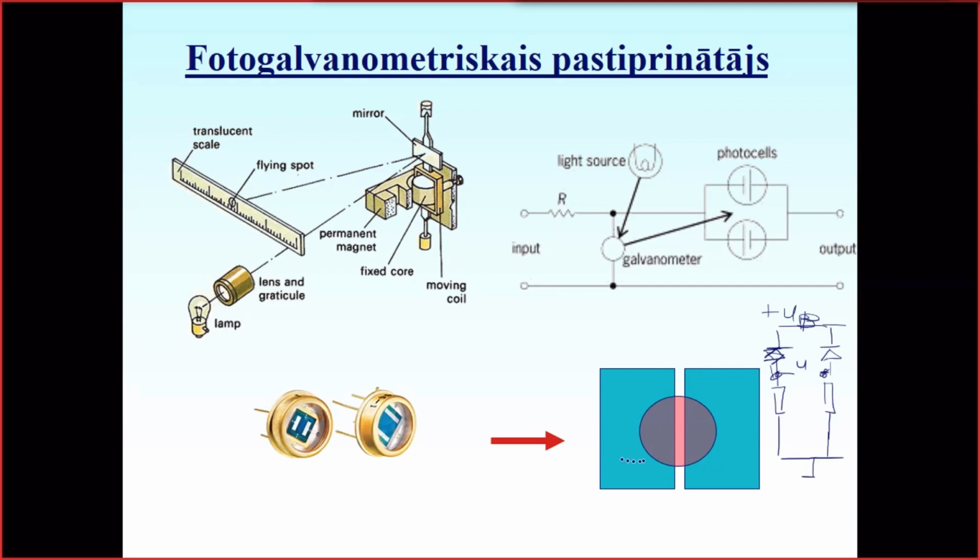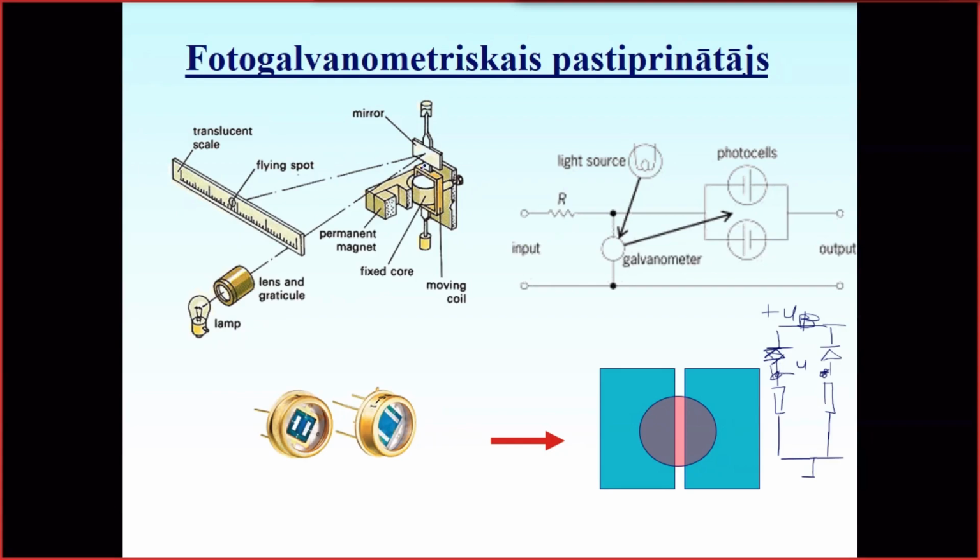The diode current in turn depends on the illumination, and the illumination depends on the position of the spot, and the position of the spot depends on the current flowing through this moving coil. It seems a little bit redundant, so what is the reason? Why shouldn't we use an instrumental amplifier immediately?